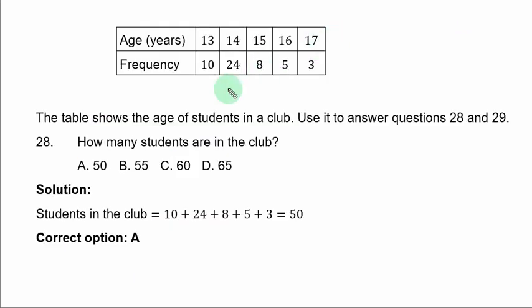The table shows the age of students in a club. Use it to answer questions 28 and 29. 28. How many students are in the club? You get that by adding the frequency together. That is 10 plus 24 plus 8 plus 5 plus 3. That is 50. A is the correct option for question 28.